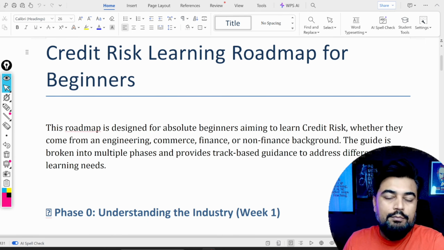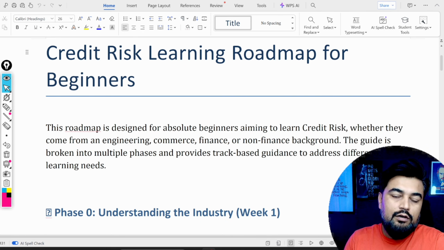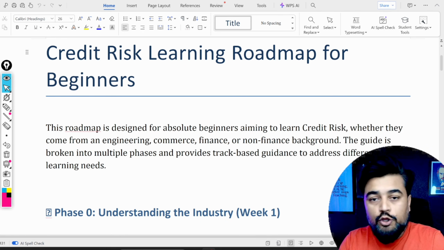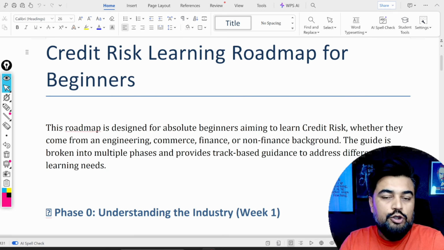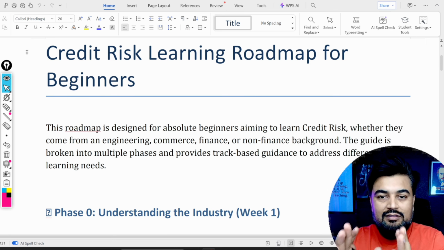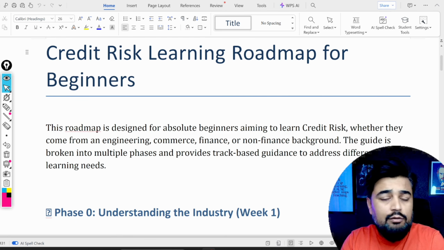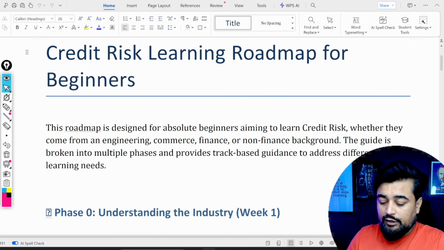With this roadmap, you will be able to achieve the level of a credit risk beginner, or you will be job ready if you follow this schedule thoroughly for those couple of months. I am going to give you a time-bound, properly fact-based schedule or timetable, whatever you want to call it. And if you follow this, you will get the results. So without wasting your time, let me take you forward.